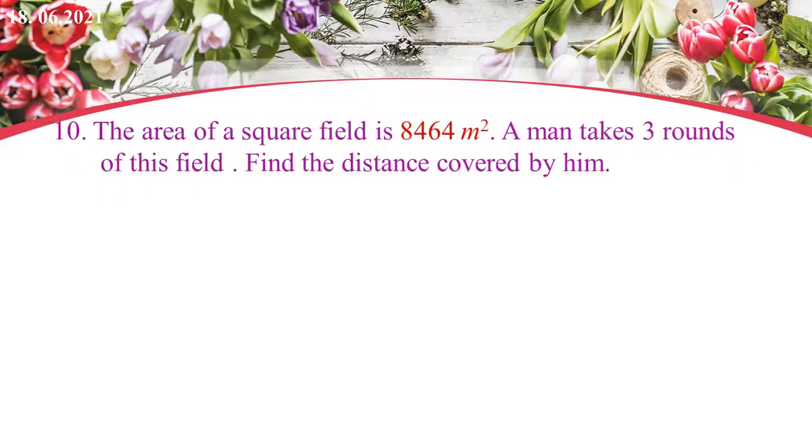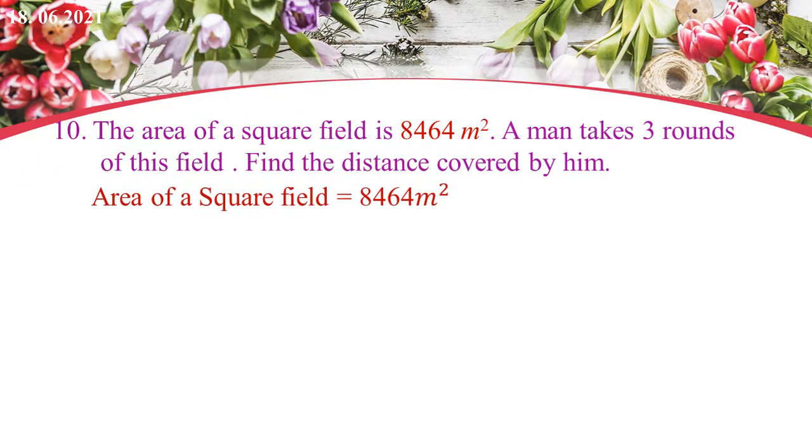Next, the area of a square field is 8464 meter square. A man takes 3 rounds of this field. Find the distance covered by him. The area of a square field that is given 8464 meter square. Area of a square formula is side into side, that is side square equal 8464 meter square. We need to find side.